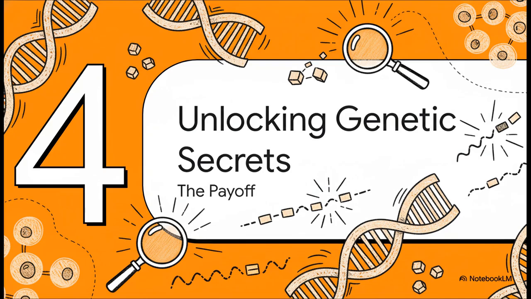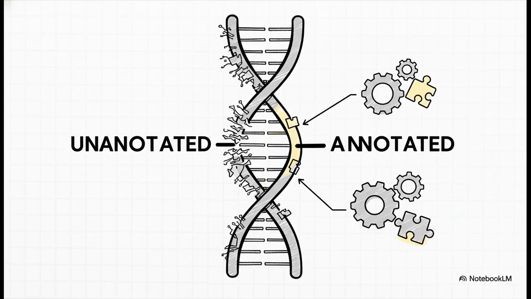So why do we go through all this trouble? I mean, what's the payoff? Well, it's because annotation is absolutely fundamental to modern biology. It's how we unlock some incredible genetic secrets. And this is the main takeaway, really. Without good annotation, a genome is just a big, useless file of letters. Fields like proteogenomics, which looks at all the proteins an organism makes, completely depend on it. I mean, you can't possibly understand the final products if you can't even read the blueprints, right?